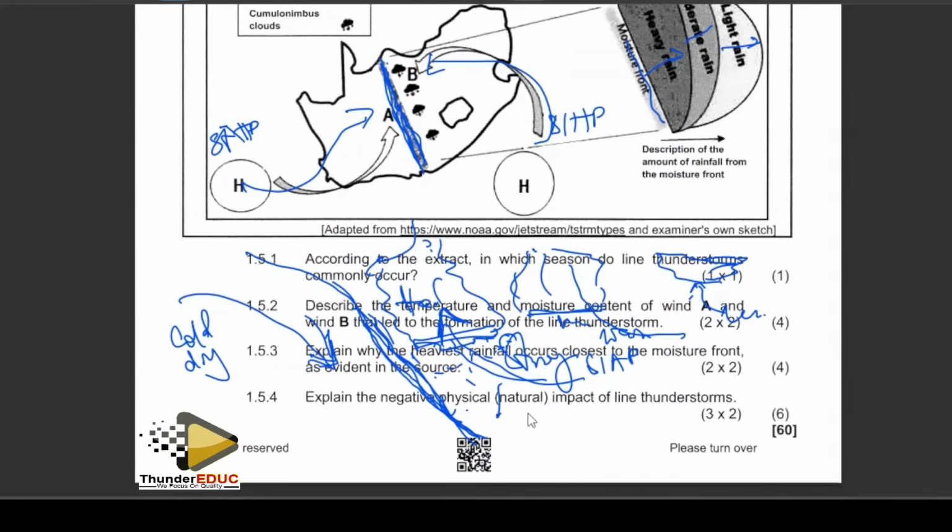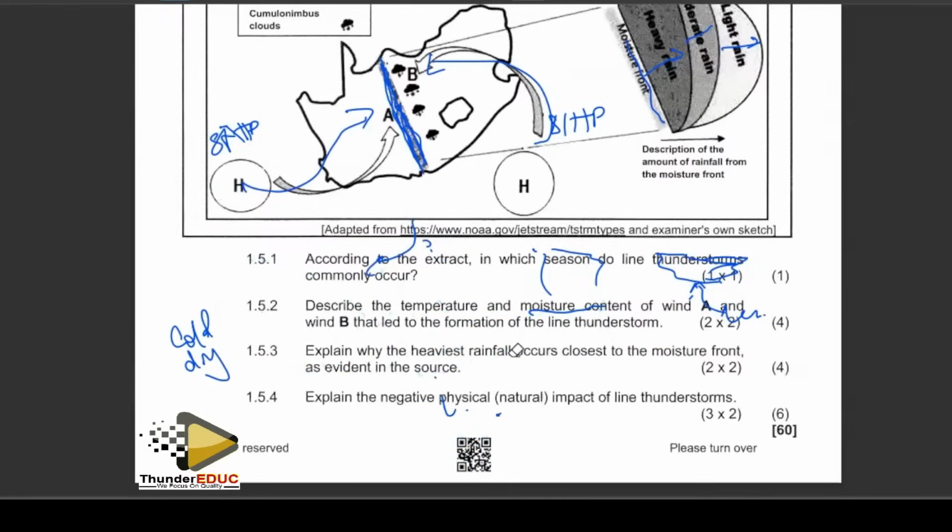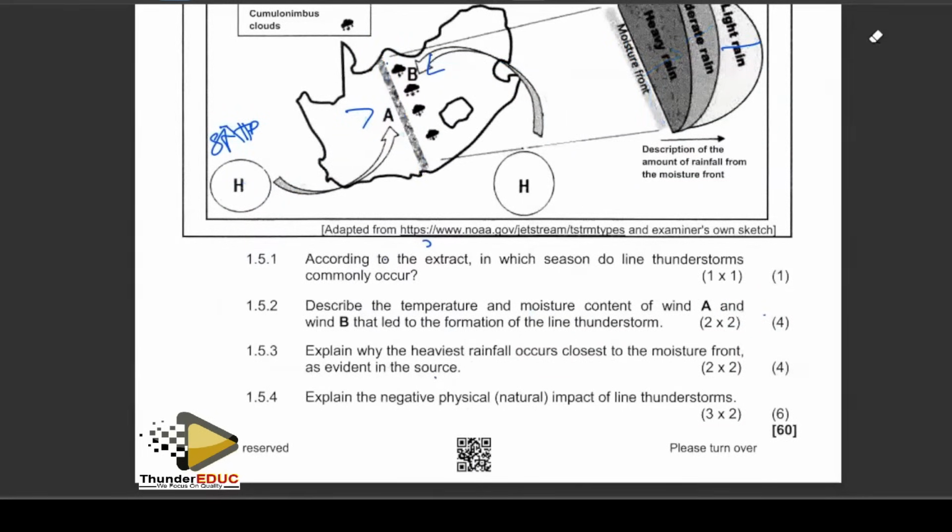The next question is talking about, explain why, we've answered that one. Explain the negative physical or natural impact of line thunderstorms. Right, the question is talking about physical or natural. You should be articulate with that particular question. Explain the negative.